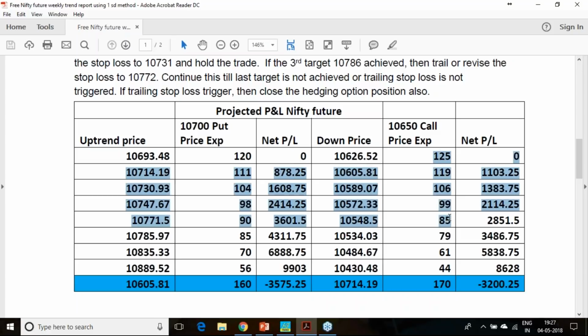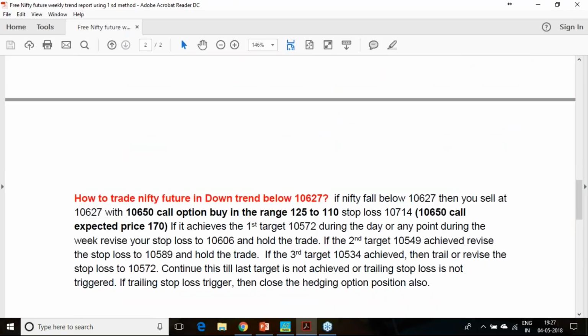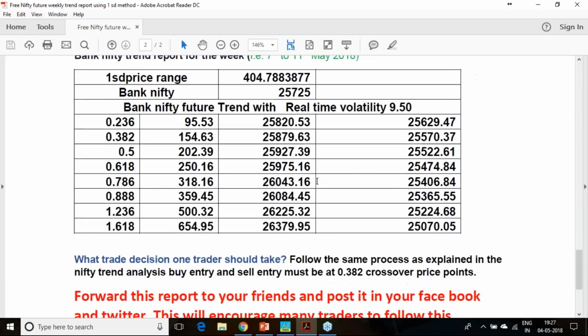Here too I have given similar studies for the downtrend, how to work on that. A similar logic you can follow for Bank Nifty. For Bank Nifty also I have given the levels. But here one small change you have to follow. All Bank Nifty entries should be above 0.38, because its base is very high, 25,000 is the base. For that reason only you have to take it.